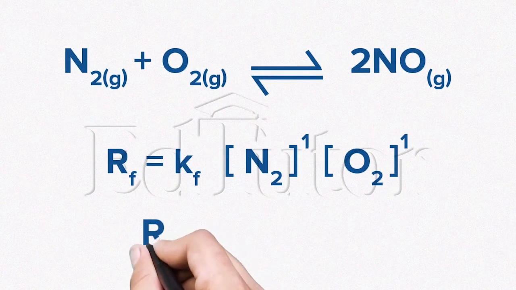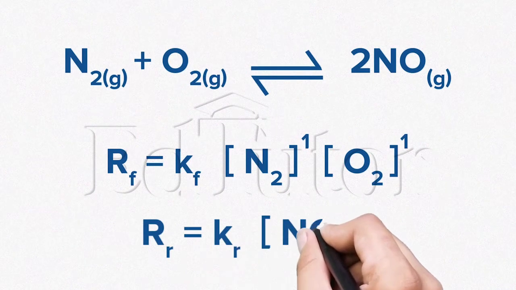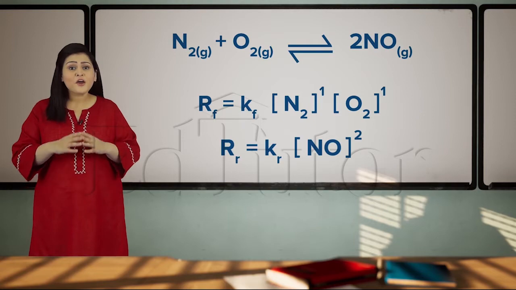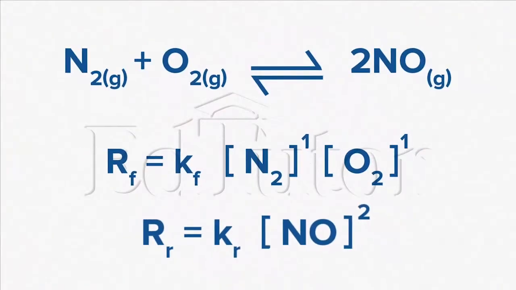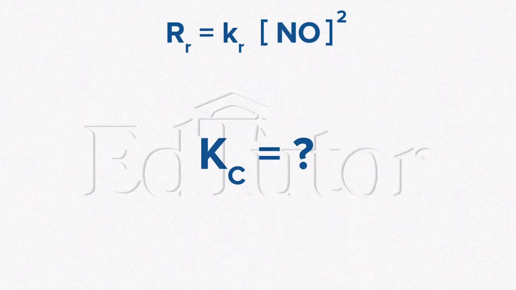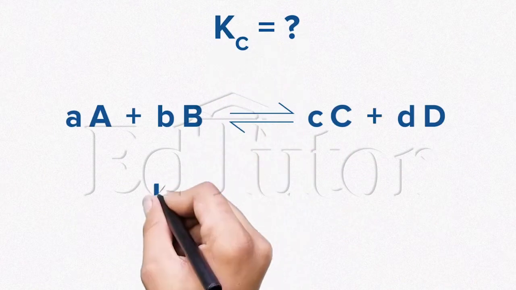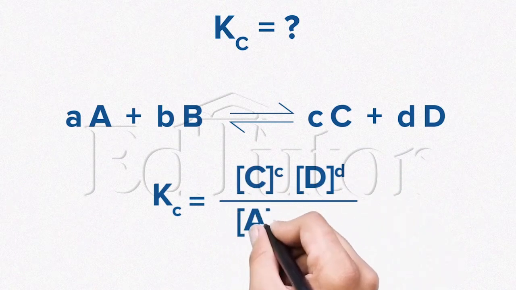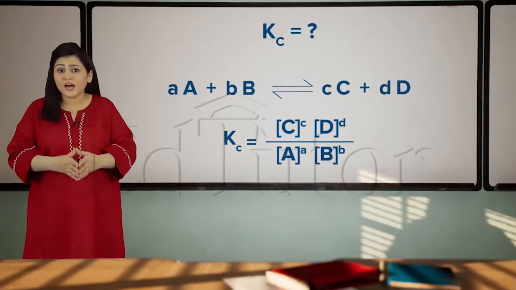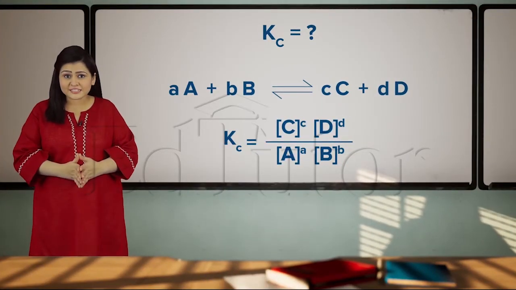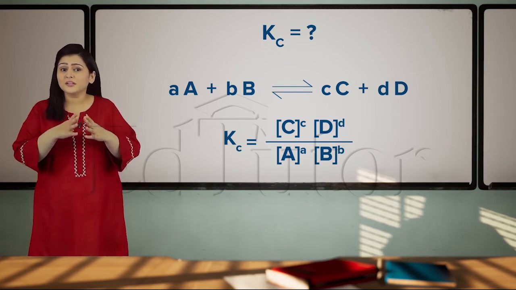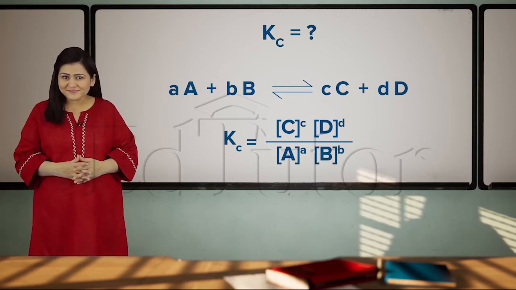For the rate of the reverse reaction, it is equal to Kr multiplied by the concentration of nitrogen monoxide raised to the power 2. Finally, let's recall the Kc expression. It is the ratio of the product of the concentrations of the products, raised to powers equal to the number of moles in the chemical equation, to the product of the concentrations of the reactants, raised to powers equal to the number of moles in the chemical equation, right?